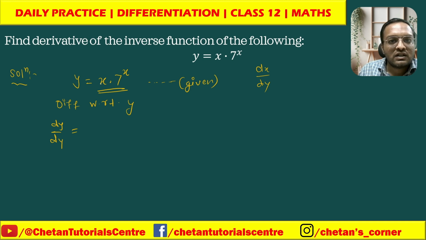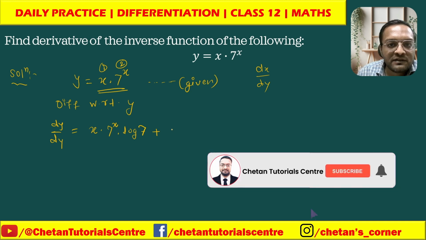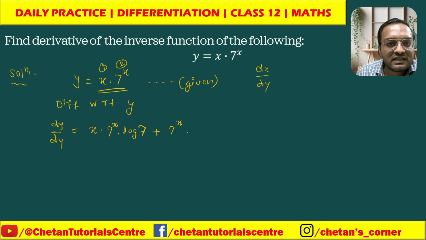Let me show you. Now this is first function and this is second function. So I will keep first function as it is and I will differentiate this second function 7 raised to x. So derivative of 7 raised to x is 7 raised to x into log of 7. Then plus. Now I will keep second function 7 raised to x as it is and I will multiply this 7 raised to x with derivative of x. So derivative of x is 1.